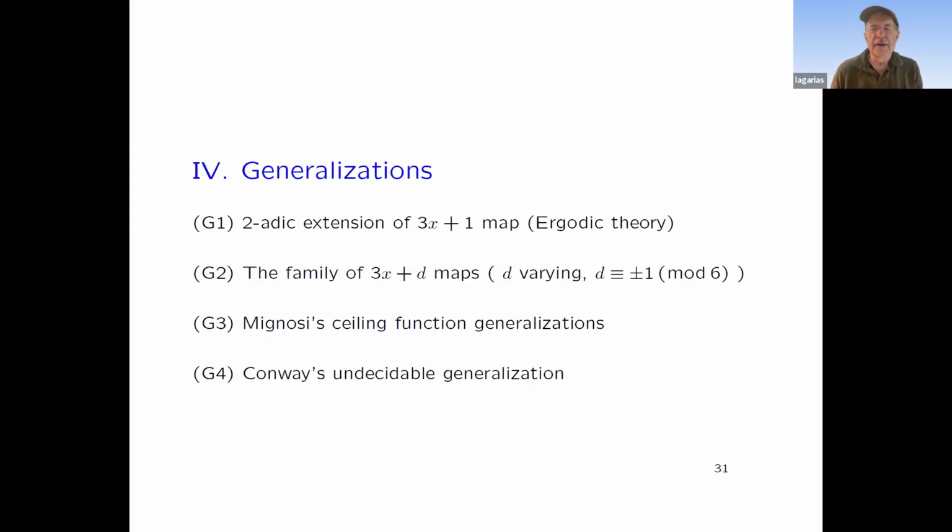And then finally, Conway at the beginning of the subject showed that you can make a generalization of this map that's piecewise linear in a bunch of congruence classes, such that the iteration problem of deciding whether it, in his case, gets to a fixed integer is undecidable, because you build the halting problem into it. Next slide.